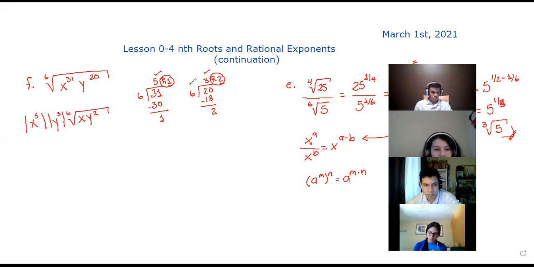Making a summary of this, you get the power and you divide it by the index. The quotient is the exponent of the power of the variable that you're going to write outside. And the remainder is the power of the variable that will have to stay inside. That's why it's called remainder.